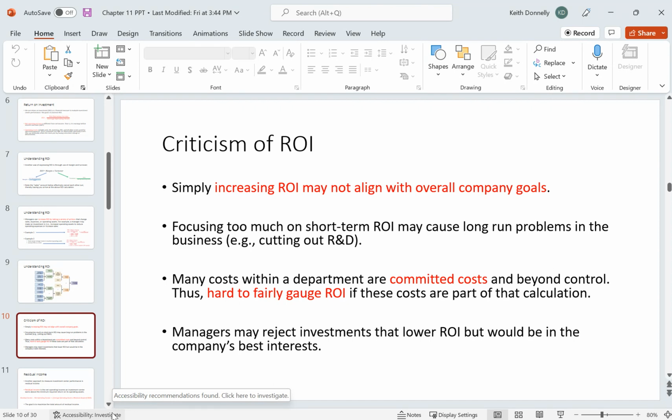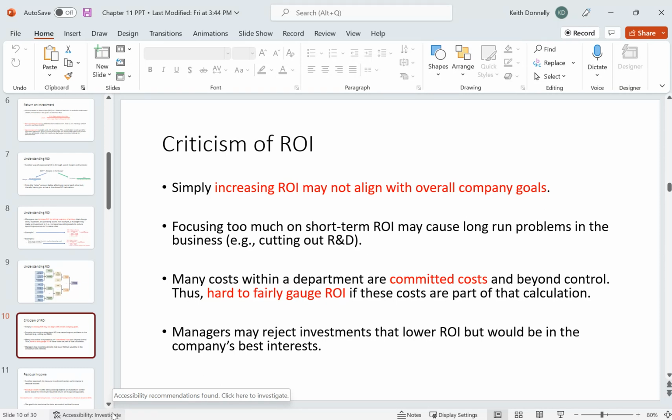The other thing here is focusing too much on the short-term ROI. It may cause problems in the long term. So you're trying to increase your ROI. Maybe you cut your R&D division, your research and development division. That's great in the short term. We don't have as many expenses for our R&D, but in the long term, we may not have new products. If we don't have a research and development team, we're not spitting out new products. So Apple, if they cut all of their software developers and programmers, that's great. They won't have those expenses that'll boost the ROI for the given year, but then they won't have the iPhone 25 or whatever, the new one. They need these people to develop new products.